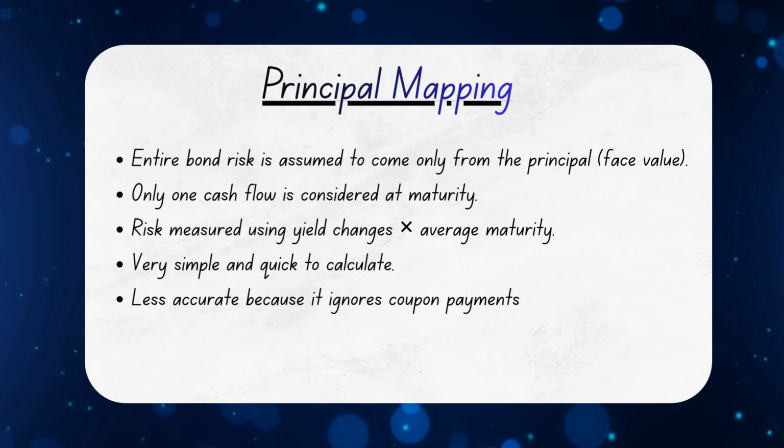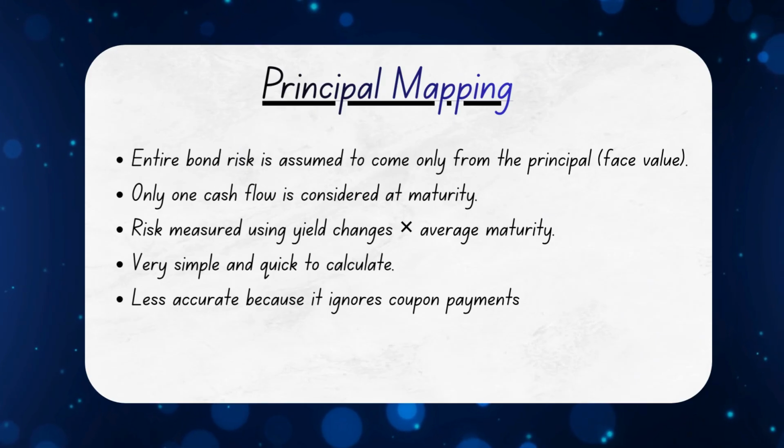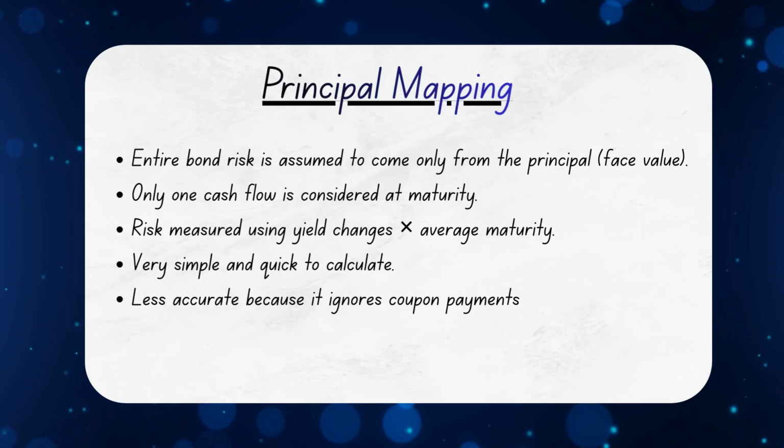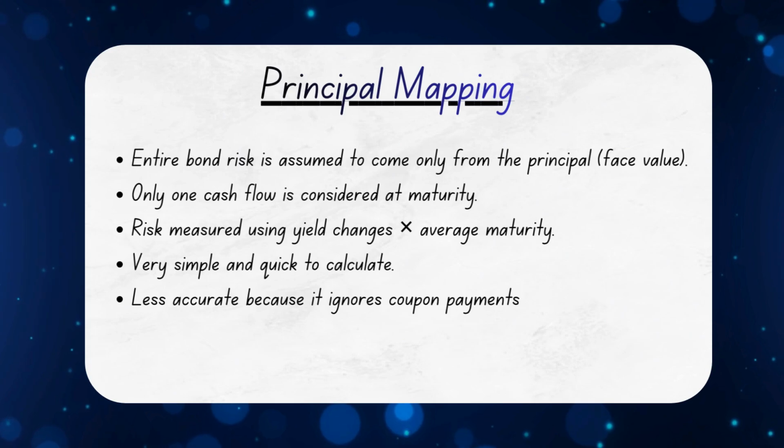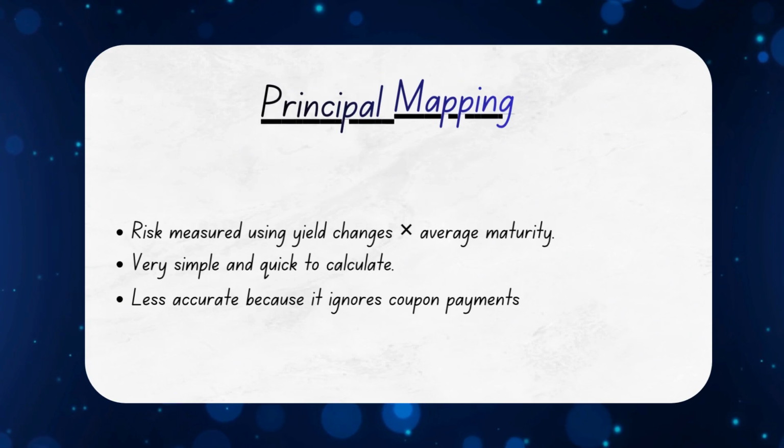For example, if a bond pays coupons every year for 5 years, we ignore all that and only focus on the rupee 1,000 paid at year 5. It's quick and easy to calculate, but not very accurate because real bonds actually pay money along the way.